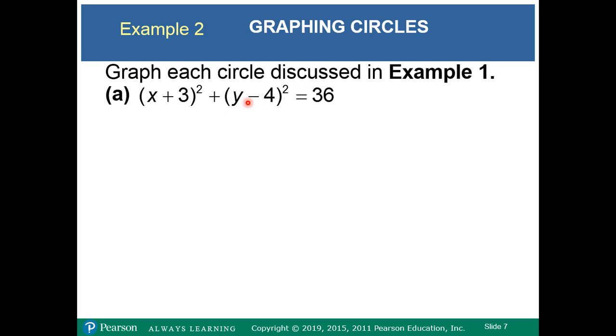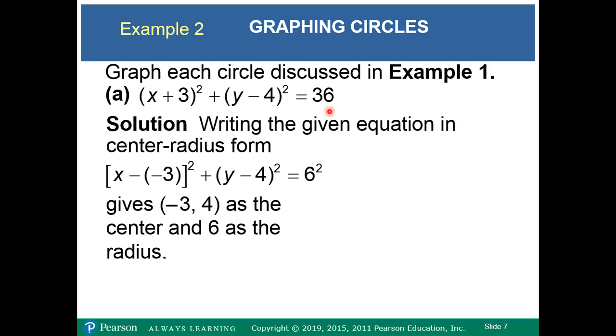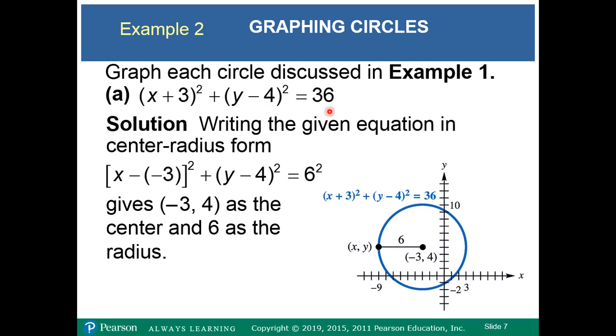Be very careful. Students make mistakes when there's a plus sign here. If there's a plus sign here, you have to change this to a subtraction and then change the sign of this number. So this would be a minus -3. So h is -3, k is +4. So -3, 4 is the center. And what is the square root of this? 6. So r is 6. And so now once we know the center and the radius, we're done. We can easily sketch the graph.